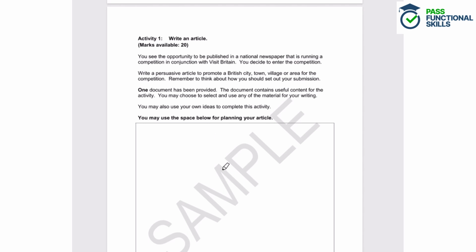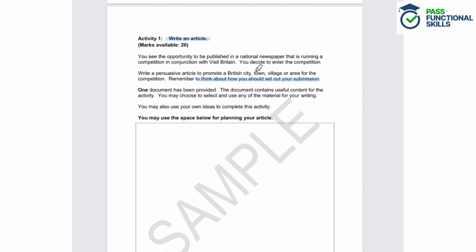Well, to start with, we need to know what the text type we've been asked to write is, and we've been asked to write an article. So we have to think carefully about how we are going to organise the content. So we've been told that we need to think about how we should set out our submission, which means we're going to be using organisational features like headings and subheadings and perhaps an author's name as well for an article.